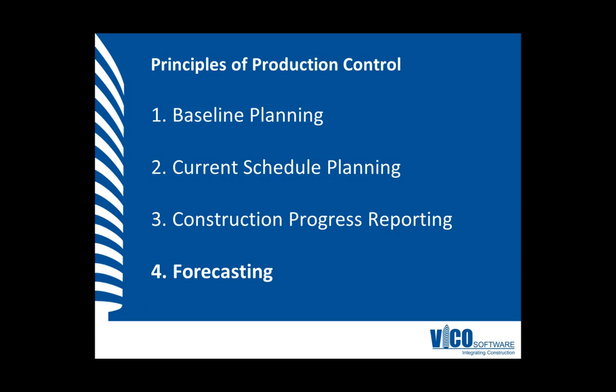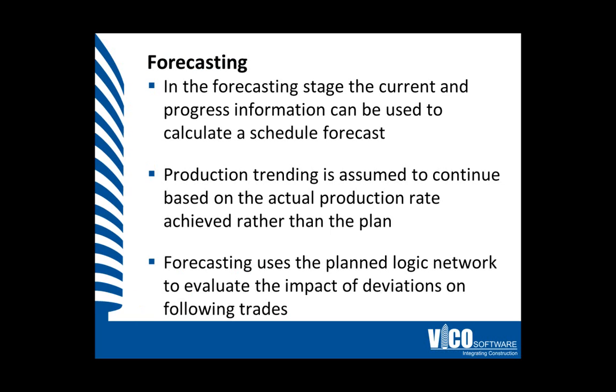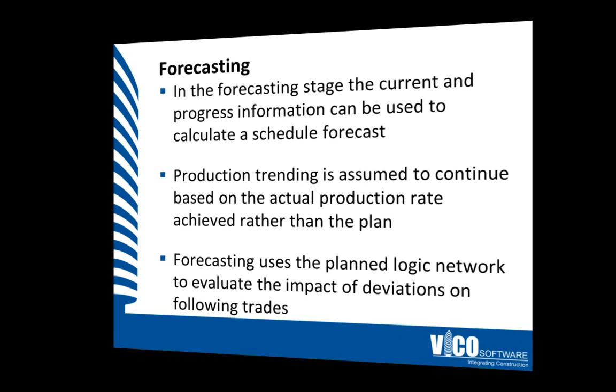Last but not least in the principles of production control is the forecasting stage. This represents the current and progress information which can be used to calculate a schedule forecast. Production trending is assumed to continue based on the actual production rate achieved rather than the plan. Using the planned logic network, we can now evaluate the impact of deviations on the following trades.